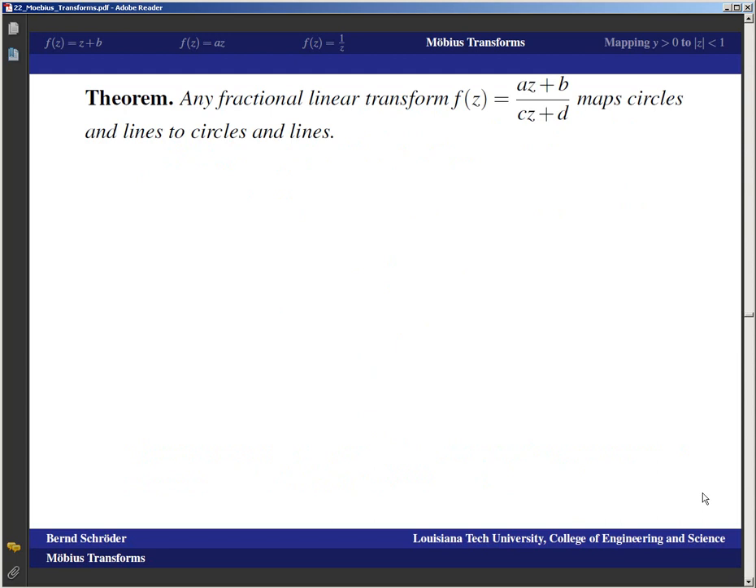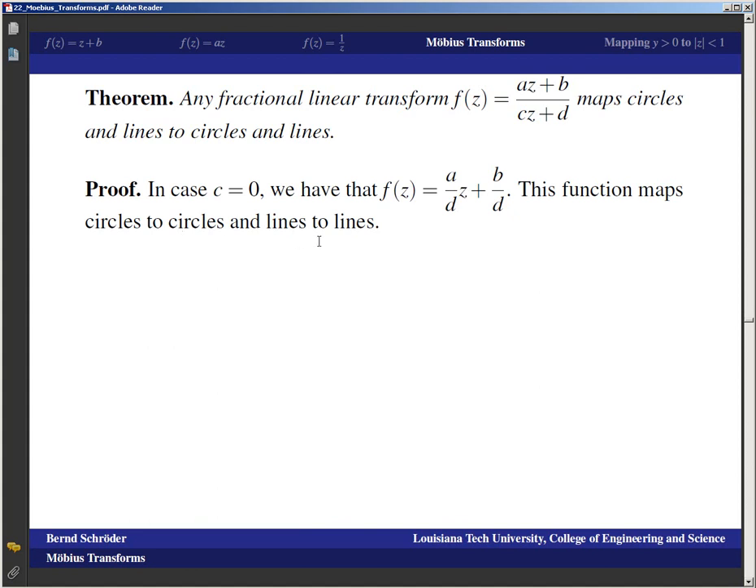Okay, so now the theorem about Moebius transforms or fractional linear transforms is that any fractional linear transform f of z equals az plus b over cz plus d maps circles and lines to circles and lines. And the proof now comes straight from what we know about these first three maps that we have investigated. In case c is equal to 0, we have that f of z is a over d times z plus b over d, and that's, of course, mapping circles to circles and lines to lines because it's a composition of az and z plus b. And in case c is not equal to 0, we have that the function is this composition that we've talked about at the beginning, right?